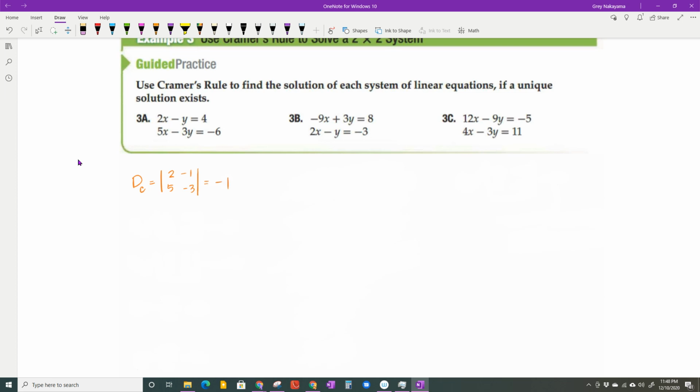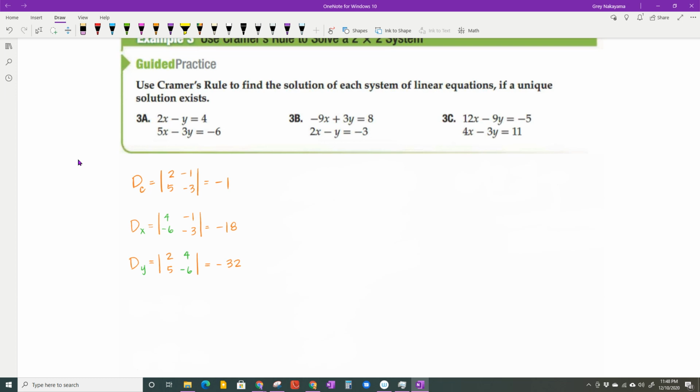Okay, determinant of X means that my X coefficients are replaced with the constants of 4 and -6. The Y coefficients stay the same. Calculate downhill minus uphill, and you get -18. The determinant of Y, my X coefficients stay the same. My Y coefficients are replaced with the constants. We calculate that, we get -32.